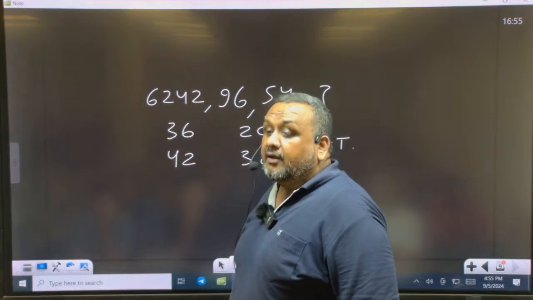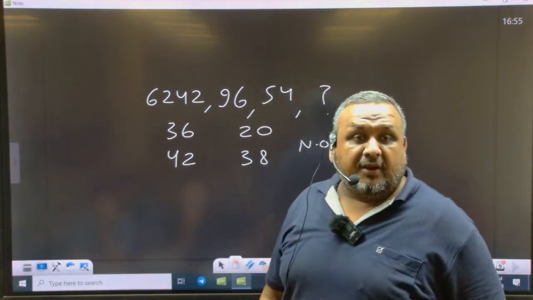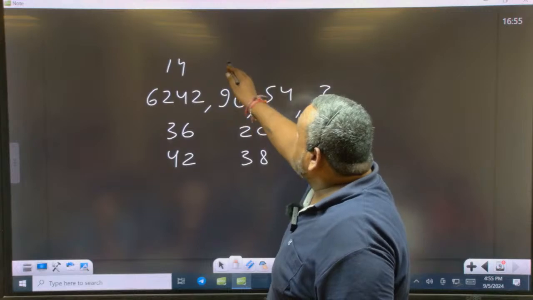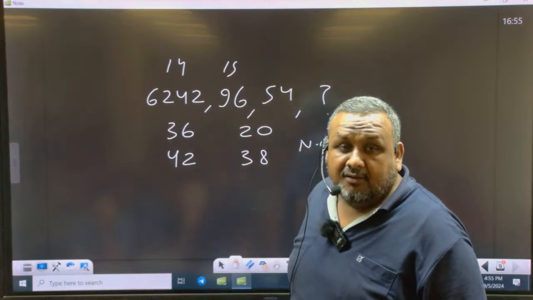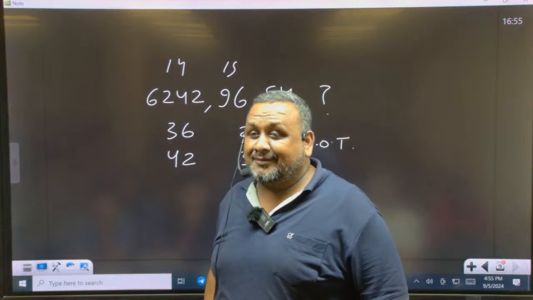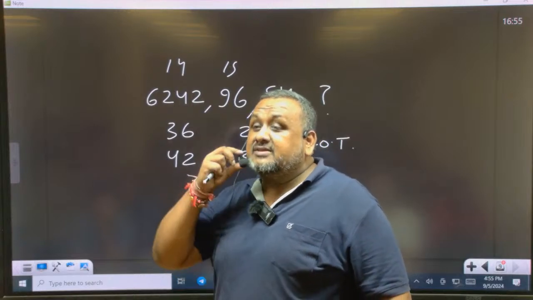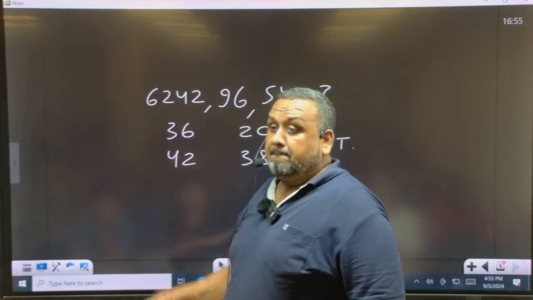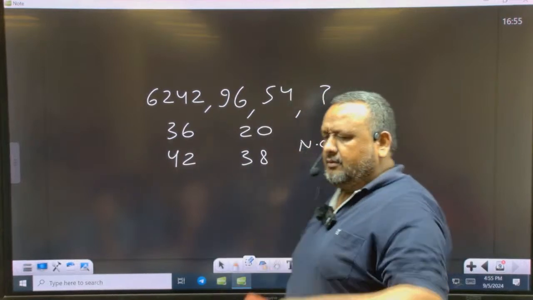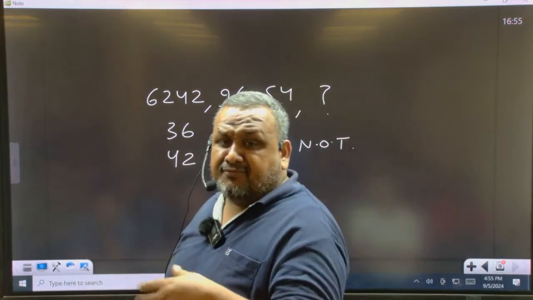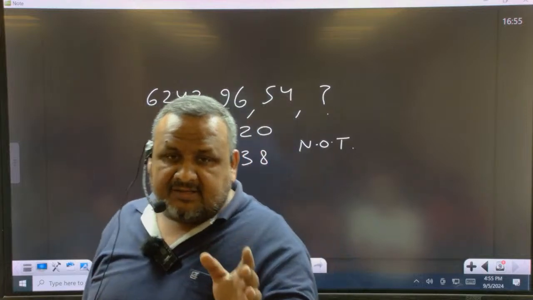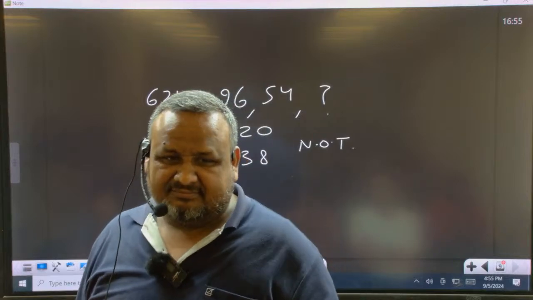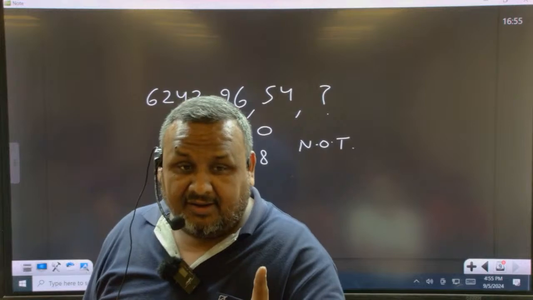Now the first operation: 6 plus 2, 8, plus 4, 12, plus 2, 14. Then 9 plus 6, 15. But the next is not 16, so we have to withdraw from this. Anyone have the answer? No. Okay. Now, which kind of operation is left? Look, plus is a positive operation, multiply is a positive operation, divide, minus.